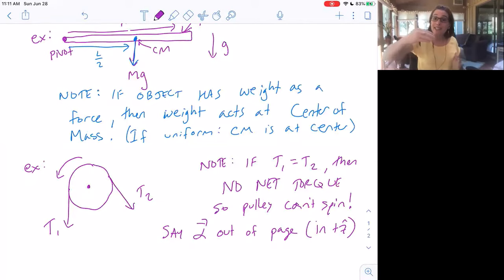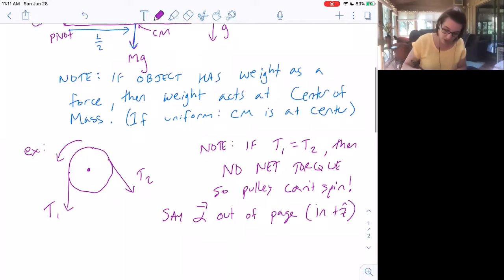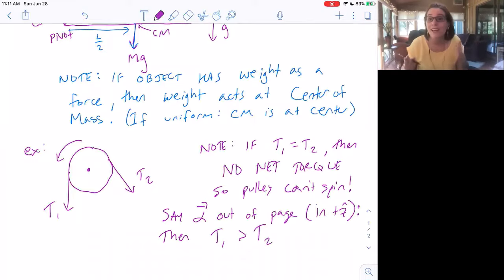Then that means I need to have T1 be stronger than T2, right? Because that's going to be what I call my dominant torque. Then in that case, T1 would have to be greater than T2 in order to make the pulley spin. Okay, so when you have this free body diagram with a pulley, you're going to have different tensions on each side, so you have to have subscripts.